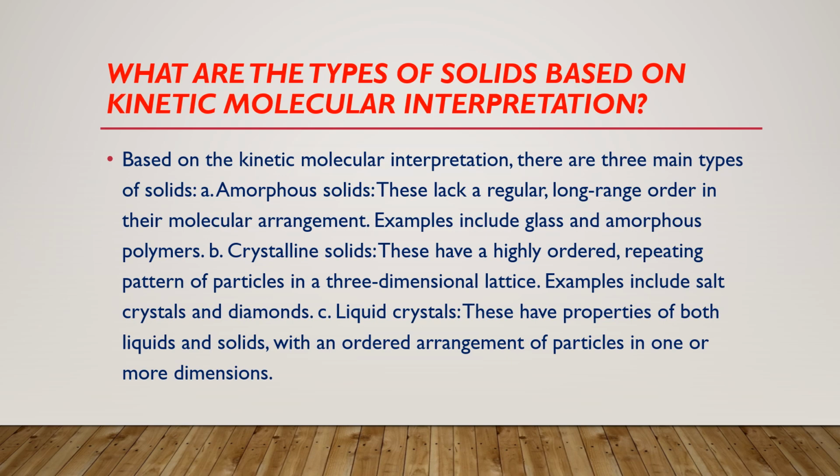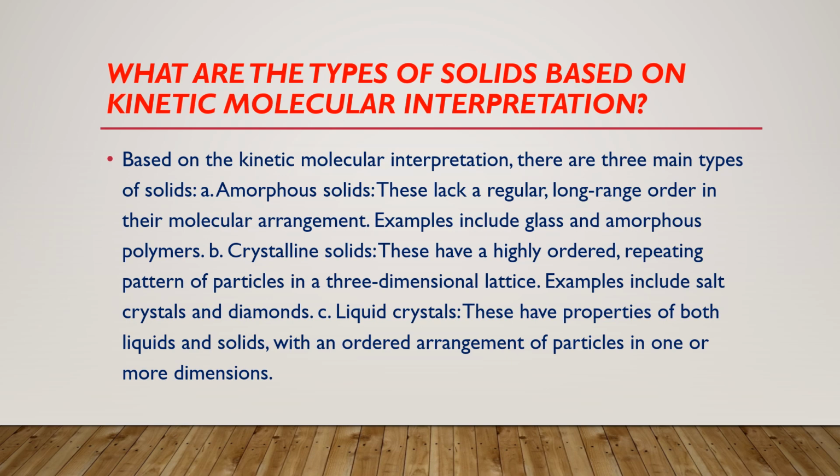What are the types of solids based on kinetic molecular interpretation? Based on kinetic molecular interpretation, there are three main types of solids. First, amorphous solids. These lack a regular long-range order in their molecular arrangement. Examples include glass and amorphous polymers.